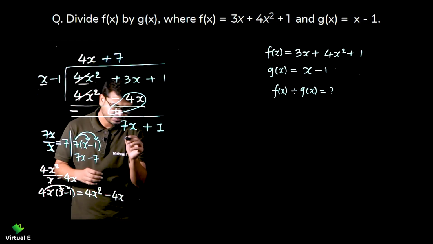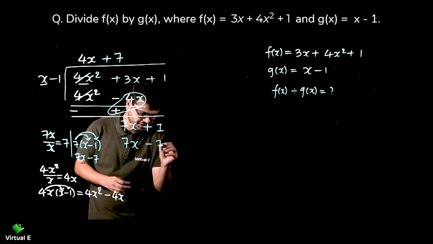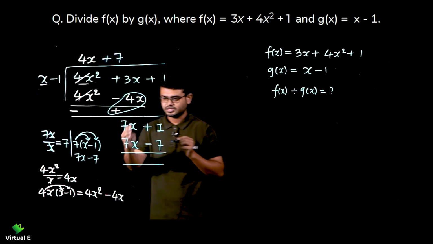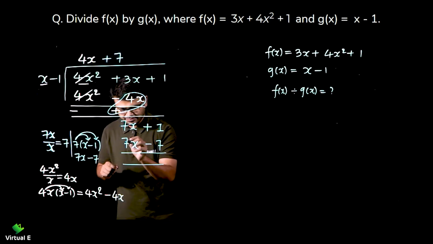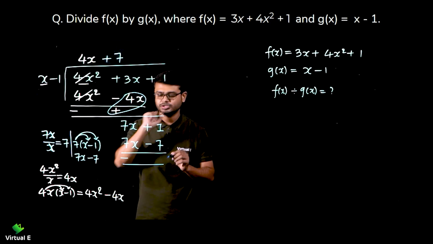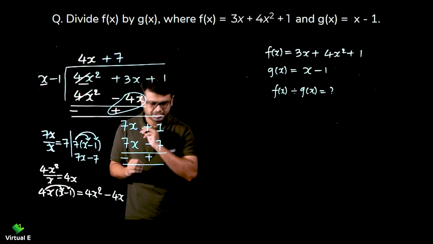So here we can write 7x and minus 7. Now let's subtract. We are supposed to change the sign. Don't forget this step, very important. 7x, that will become negative. No sign means consider positive in mathematics. Now minus 7 will become plus 7.